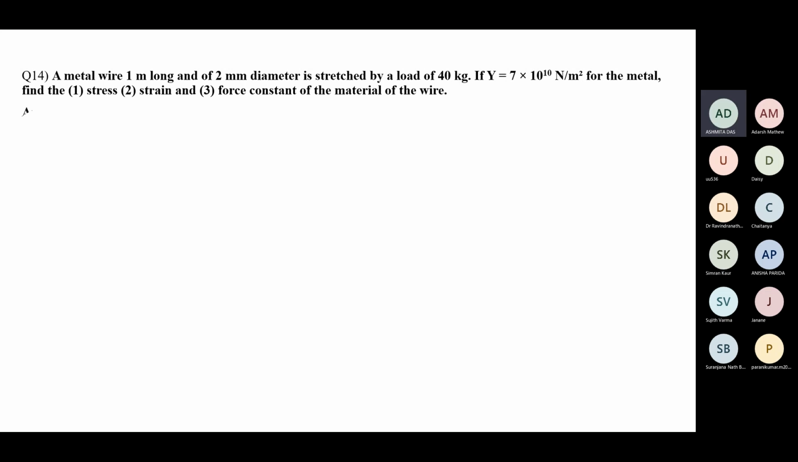So anyone able to find out the value of the force constant? Yeah, since the length of the wire is 1 meter, force constant also will be the same as the force applied, which is 392.4 Newton. I think so. I'm not sure whether it is correct or not. Okay. Anyone else have any different answer or anyone else able to solve it?